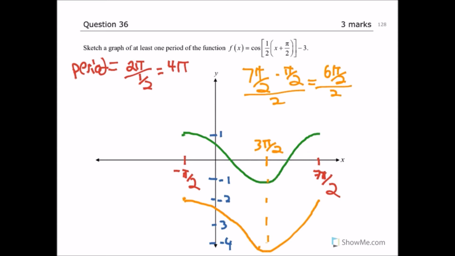So again, just to reiterate what I did there, I took the period using my 2 pi over k value and found the period was 4 pi, and I was only supposed to graph at least one period. So I knew normally it would go from 0 to 4 pi, but it's shifted to the left pi over 2. So I shifted the 0 to negative pi over 2, and I shifted 4 pi, which is the same as 8 pi over 2, left pi over 2 to 7 pi over 2.